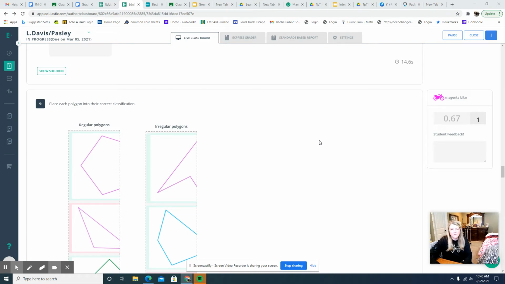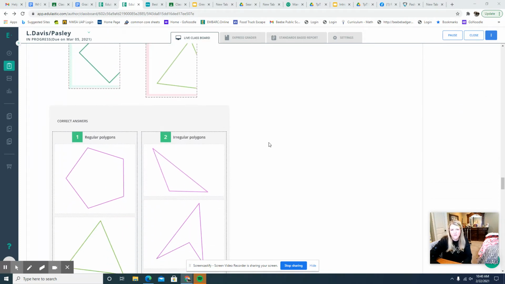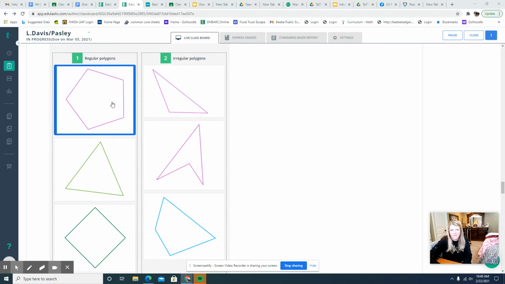Some of you have asked some questions about today's Edulastic, so I'm going to start with some of the ones that were asked earlier. Question 9 was one. Remember, for regular and irregular polygons, regular polygons are the ones that have the same side length measures, and the angles also are the same measure. So the side lengths are the same.